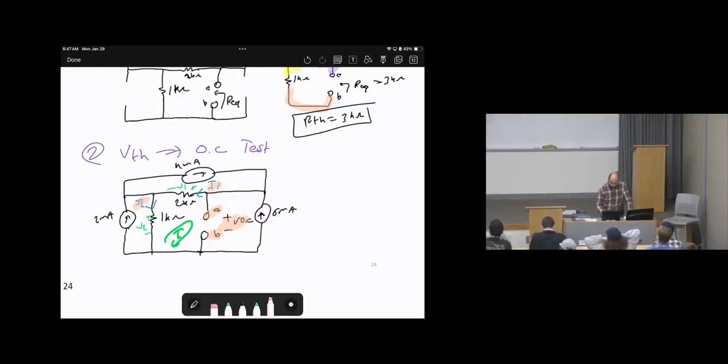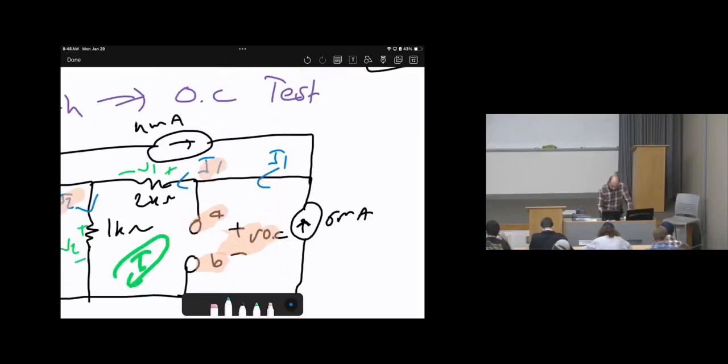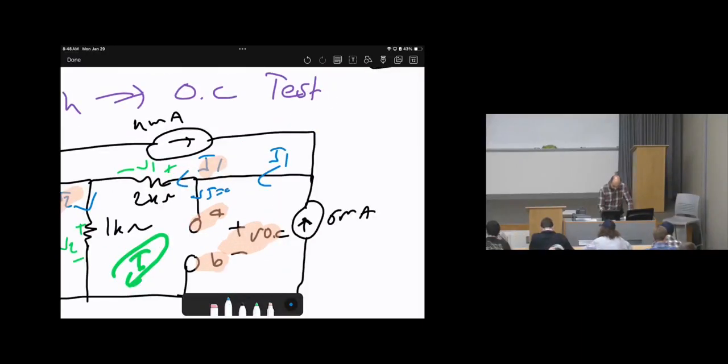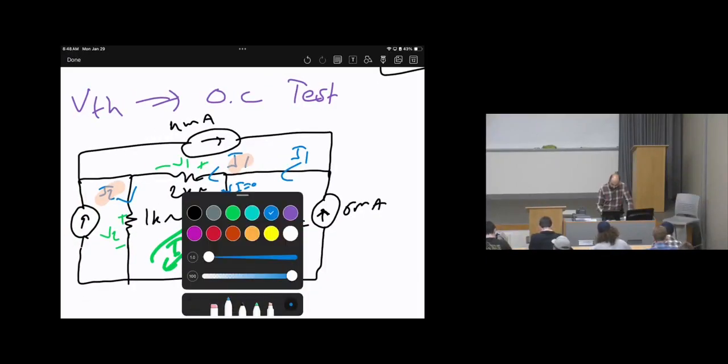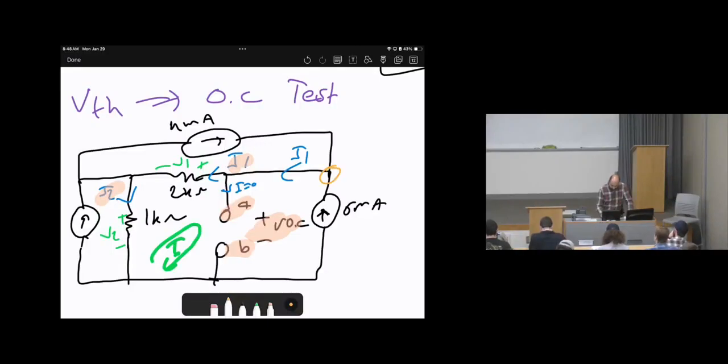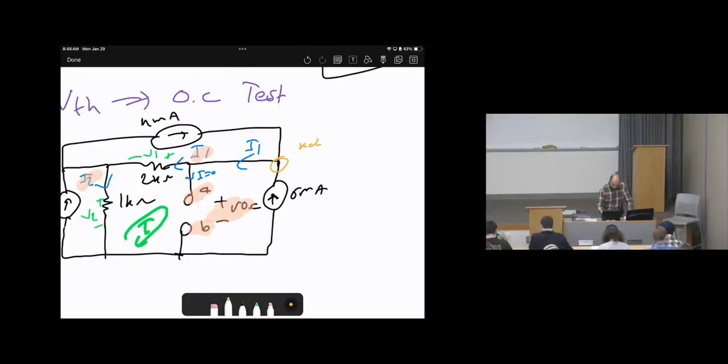To calculate I1, keep in mind I1 will remain flowing here. Why? Because it will not split here, because here the current is equal to 0. So I1 will remain here. So let's do KCL here. And let me call this node node 1. That's node 1. So this is node 1, KCL.